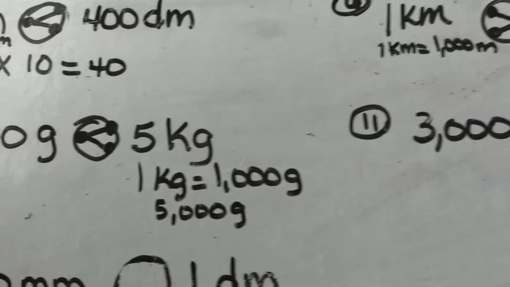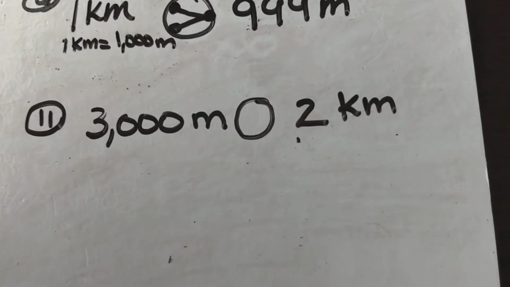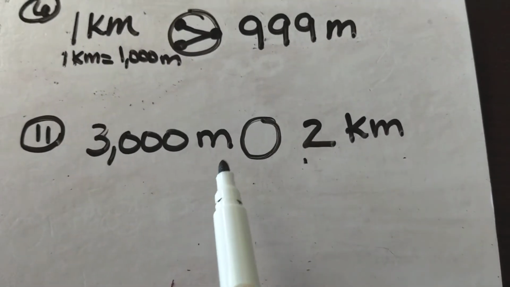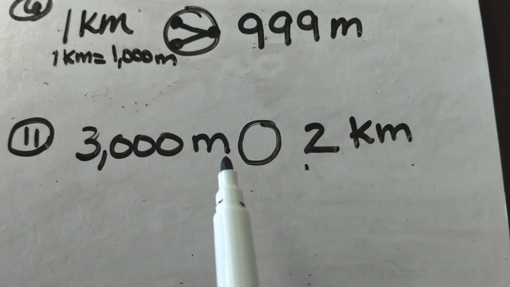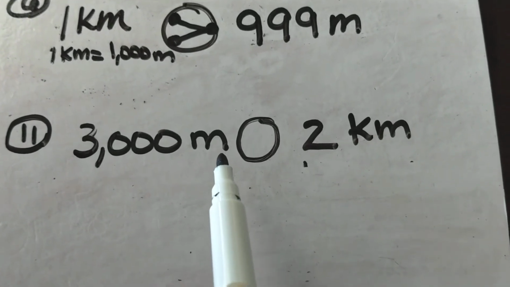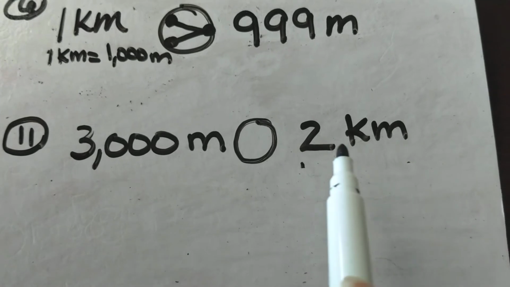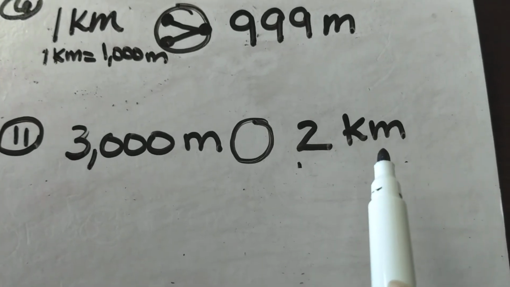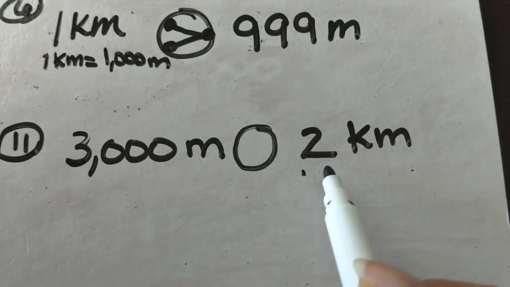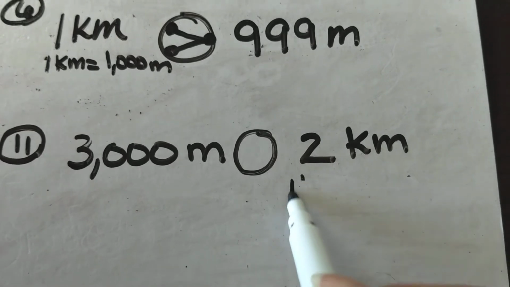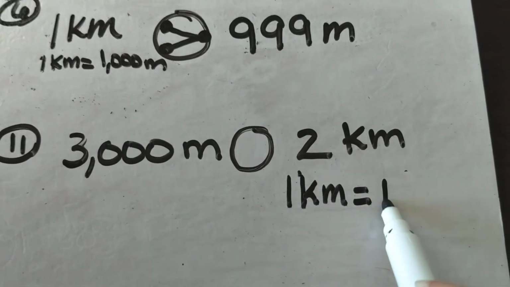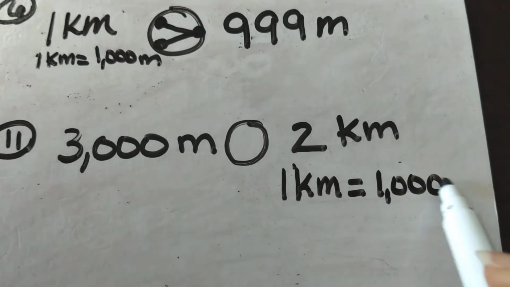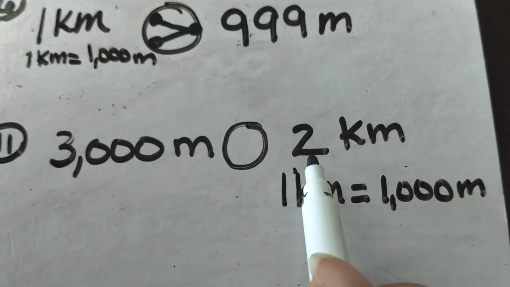Okay, still skipping around. Let's look at number 11. This time we're comparing meters to kilometers. Again, meters is a small unit. That's a meter stick, right? And we're comparing it to kilometers. It's pretty big. So if you think about it, 1 kilometer equals 1,000 meters. Now I have 2 kilometers, right?